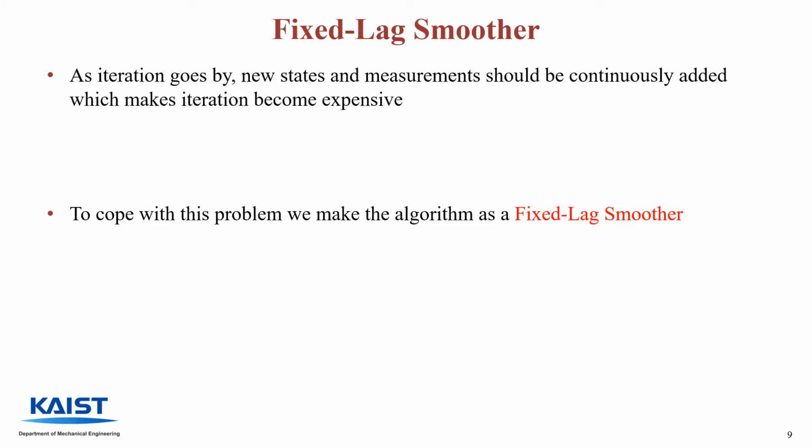Although the estimation algorithm can be modeled as the previously mentioned MAP problem, as iteration goes by, new states and measurements should be continuously added, which means that each iteration becomes more and more expensive. For this reason, we adopt the fixed-lag smoother method, which marginalizes the oldest state when the state window becomes a certain size.